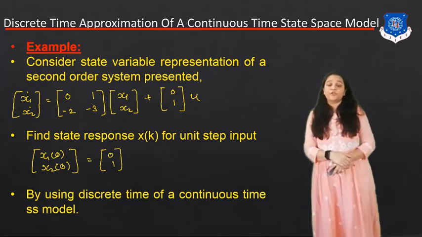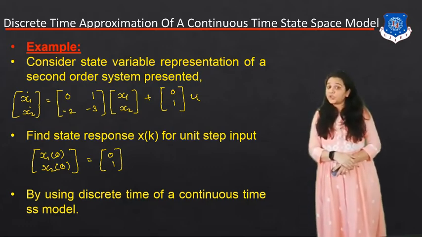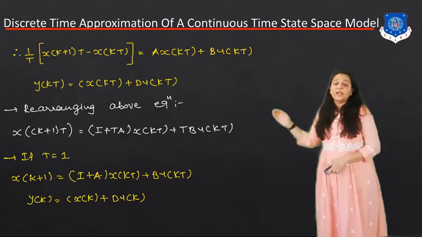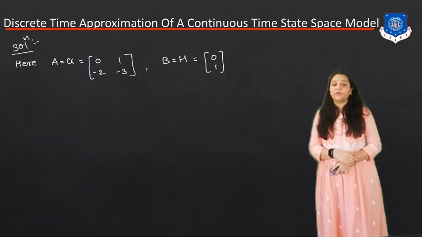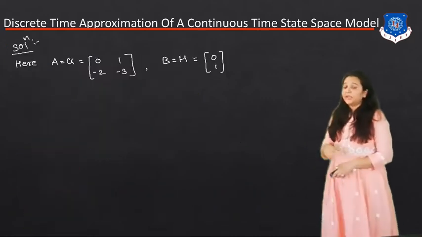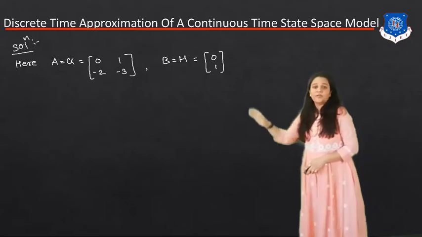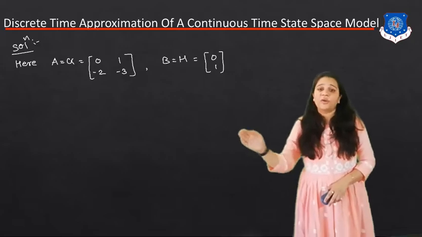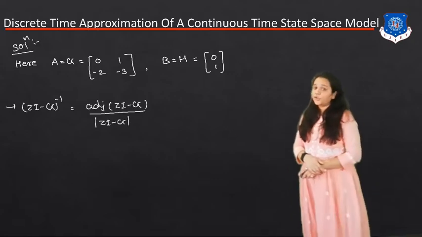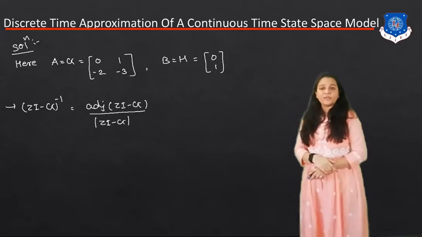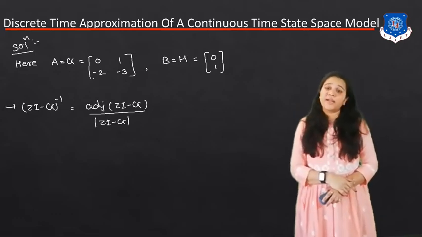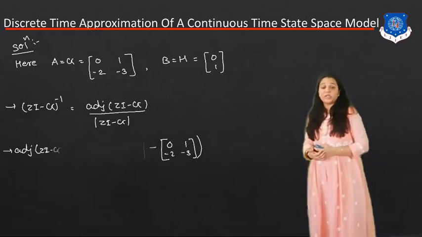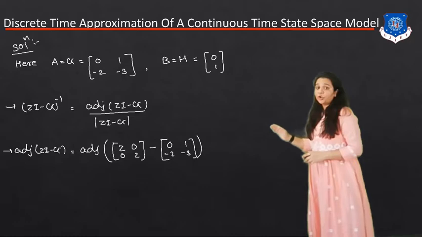First of all, we have to find the value of the G and H matrices, because of the equation of the discrete time system. So here we write the solution like this. Here A is equal to G, which is [0 1; minus 2 minus 3], and B is equal to H, which is [0; 1]. First of all we have to find the value of (zI minus G) inverse. What is the equation of (zI minus G) inverse? It is the adjoint of (zI minus G) upon the determinant of (zI minus G). So first of all we have to find the adjoint of (zI minus G).